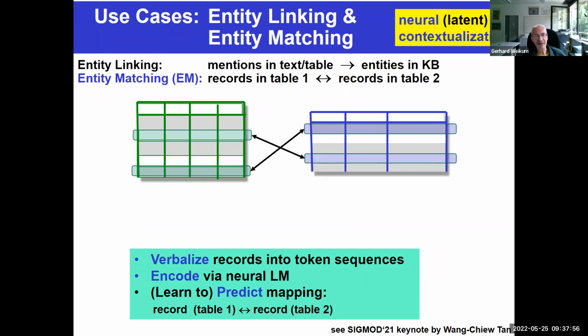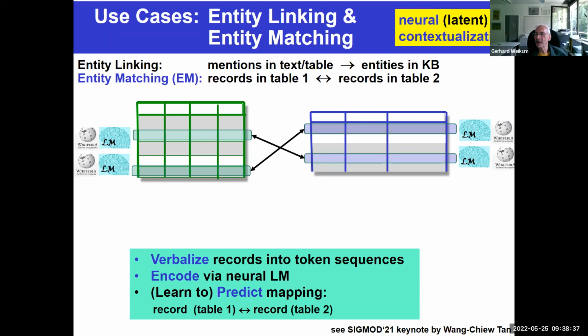The way this works is amazingly simple. We look at each of these records and we verbalize them into token sequences. That means we go cell by cell, left to right, and just treat every token that we spot there as if it were a new word. We interleave this with the tokens in the column headers because they are often informative. And then we have a token sequence, which is just like text. And we can run this through the language model to encode it, latently encode it. It's kind of contextualizing the records, adding background information in a latent manner.